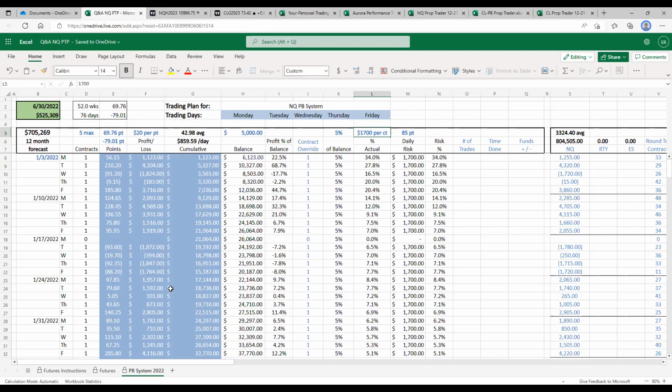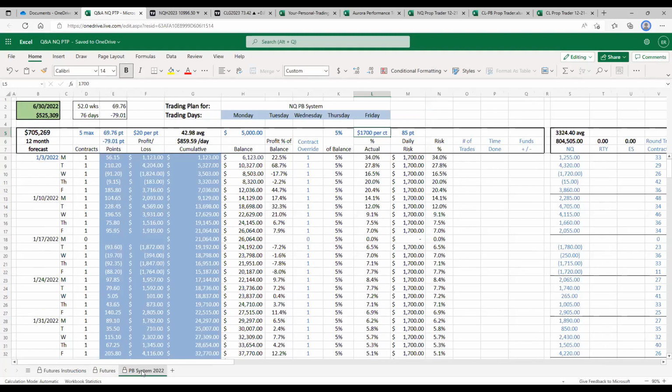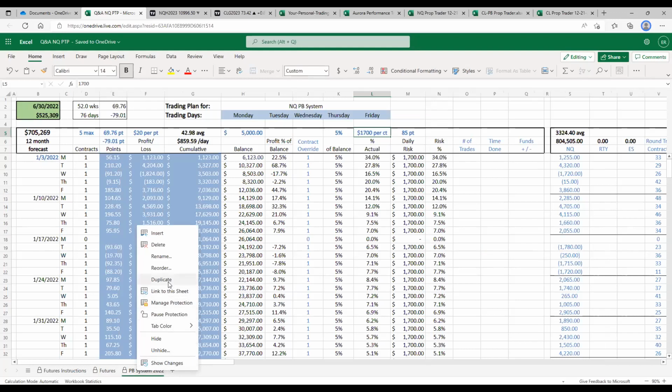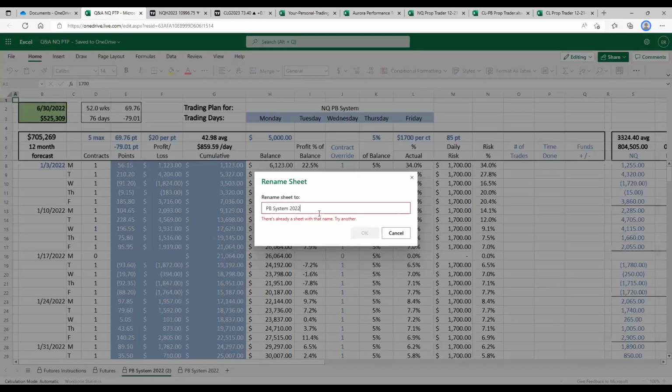A great way to create a new personal trading plan is, if initially you just made a copy of the futures template, you can make a copy of that again. If you did not do that, that's okay. There's another way. You can duplicate your current personal trading plan. Mine's called PB System 2022. I can right click on that, duplicate. It might say make a copy depending on what version of Excel you're in. And then we can rename this PB System 2023 and click OK.